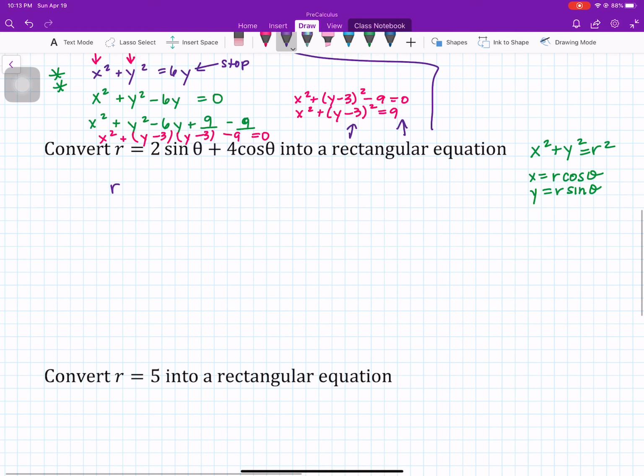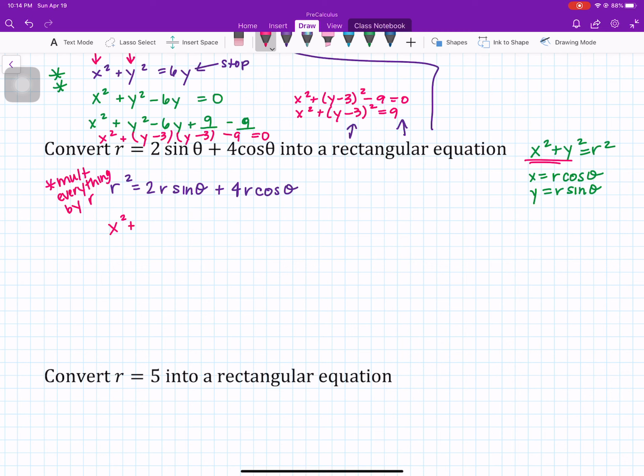So this would be equivalent to saying r squared equals 2r sine theta plus 4r cosine theta. Again, I multiplied everything by r. In doing that, now every single term has an r, and I have an r squared, so I can replace everything in one step. R squared is x squared plus y squared, I should say.